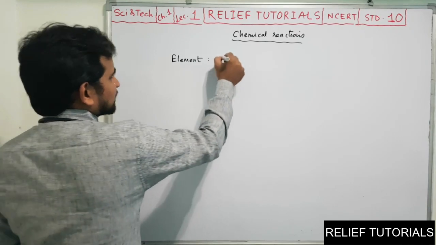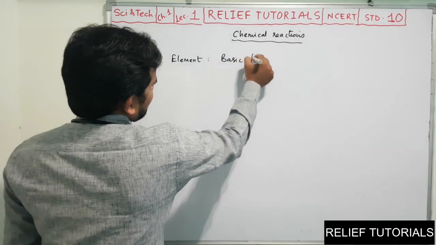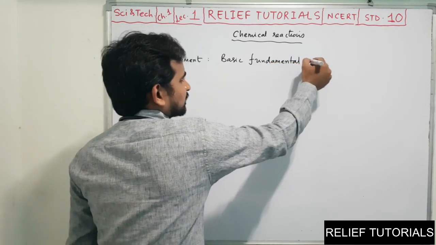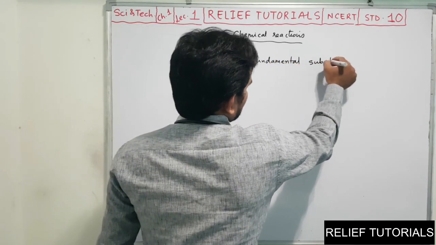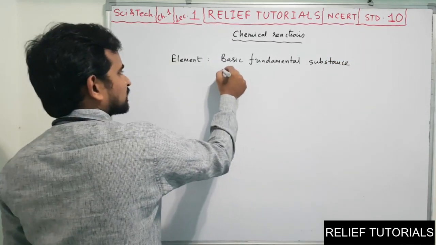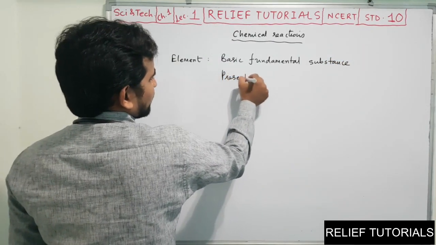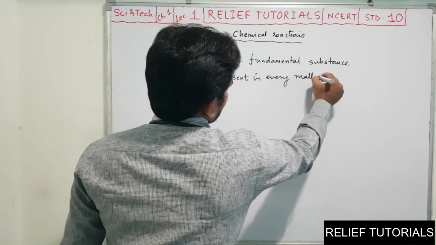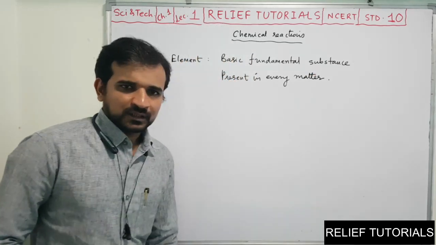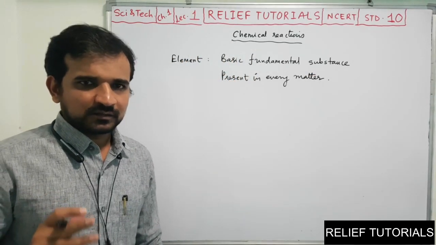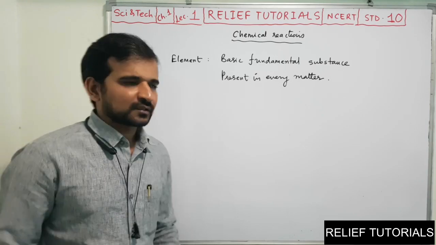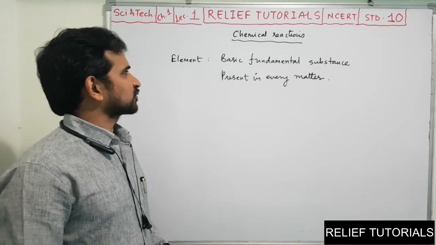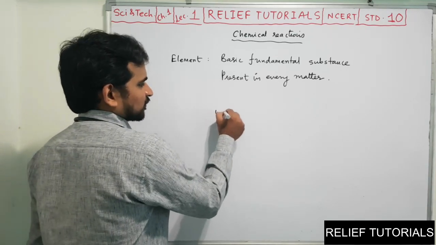Definition of element is: basic, fundamental substance present in every matter, any one of the matter, solid, liquid, gaseous. Basic fundamental substance present in every matter is called as element. For example, water.